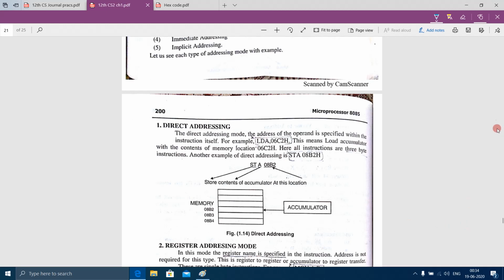Okay, so this is the end of the chapter, and this is a very important topic. This is the end of chapter 1.